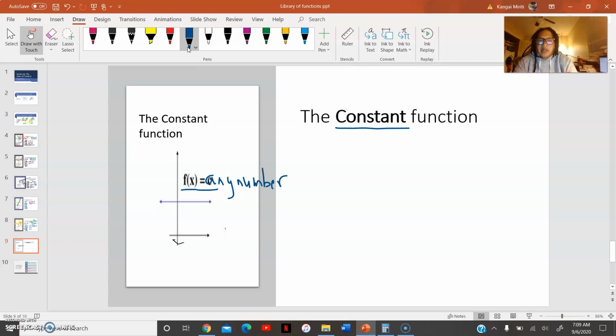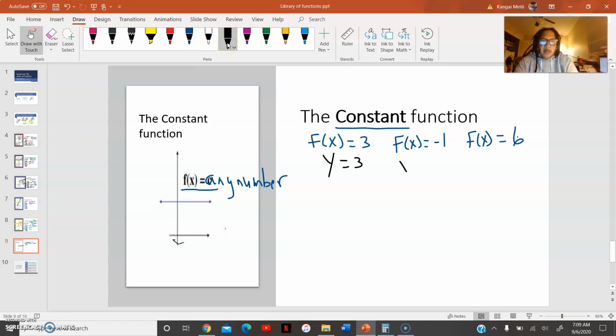So if I want to write this equation, this is just f of x equal any number we want, 3, or f of x equals -1, or f of x equals 6. And if we write this in y-x notation, that's just the equation y equals 3, or y equals -1, or y equals 6. And these should look familiar to you. These y equals equations, remember what they are. They are horizontal lines.